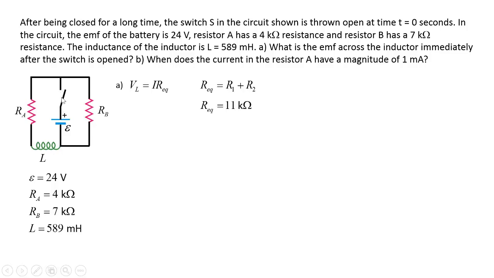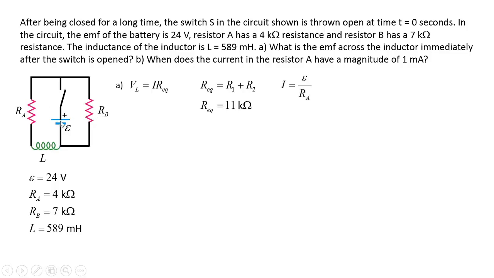Now, when the switch is closed, remember, after a long time, the inductor behaves like a wire, which means that the same current that goes through resistor A is going through the inductor L when the switch is closed. If I can find the current through resistor A with the switch closed, I know what the current through the inductor is going to be. Well, if you look at the circuit when the switch is closed, resistor A and resistor B are connected in parallel and across the battery.